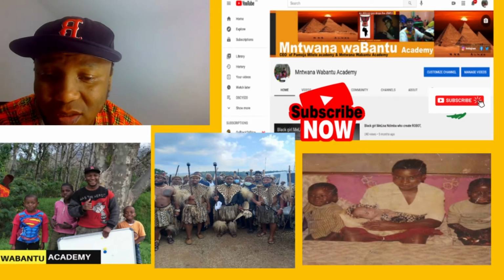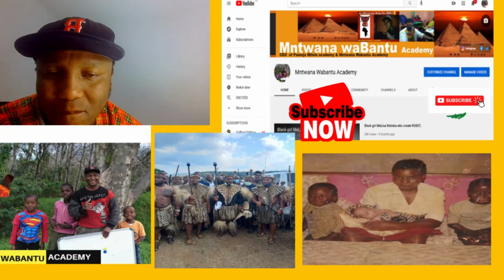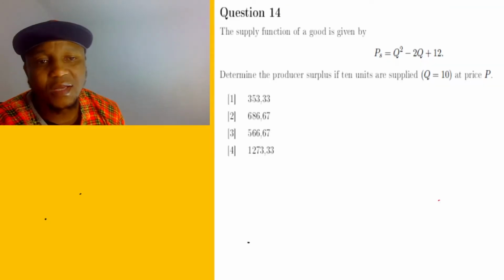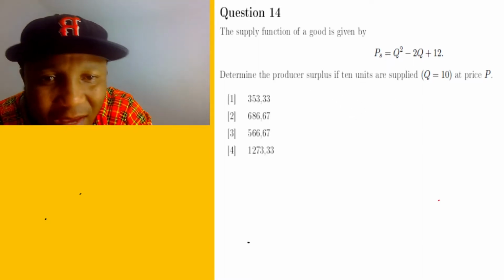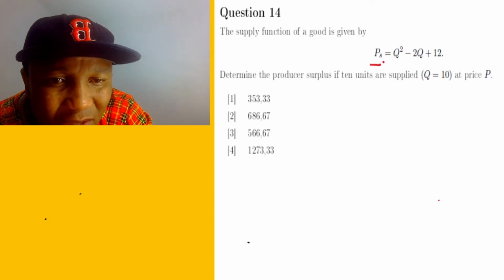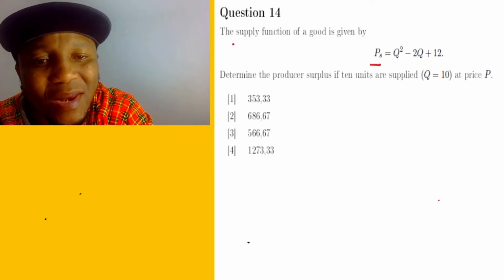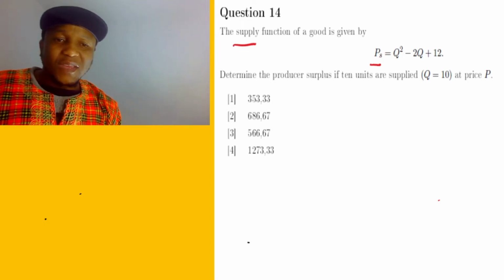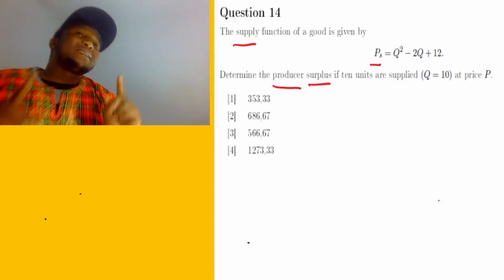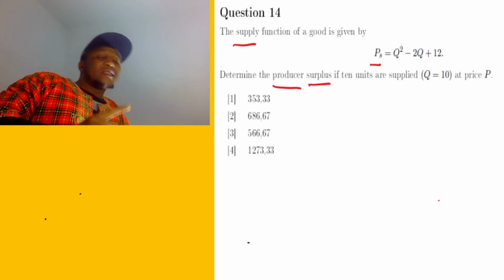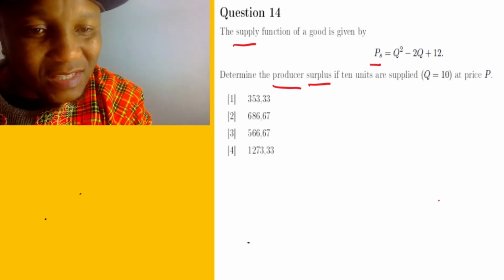So now let's go to the next question here. This next question here is very interesting. So what do they want? First, they have given you a function, but what is this? This is a supply function. So they give a supply function, then we know they're going to ask for the producer surplus for the most part.